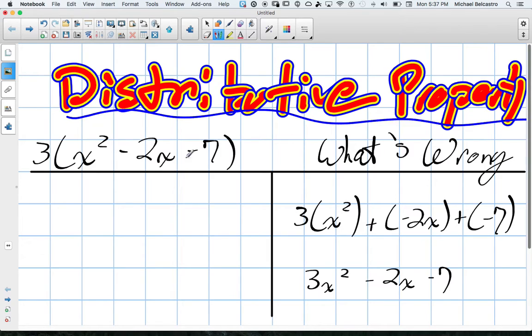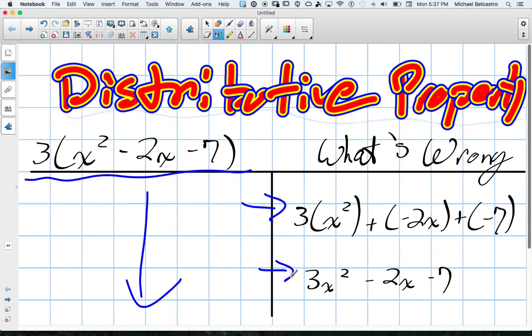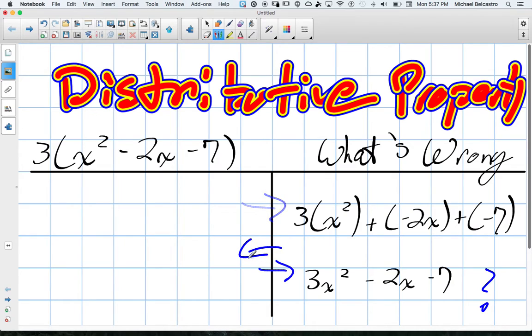Okay, so we're going to look at distributive property. What we're going to do is we're going to simplify this question ourselves. Then we're going to take a look at what, let's say, whoever made this worksheet did, and we're going to figure out what they did wrong with the question by referring back to what we did. Okay? So, distributive property, I'm going to rewrite this question again.